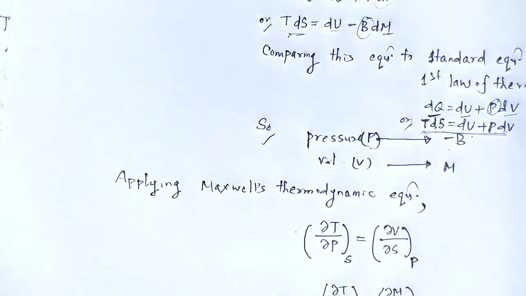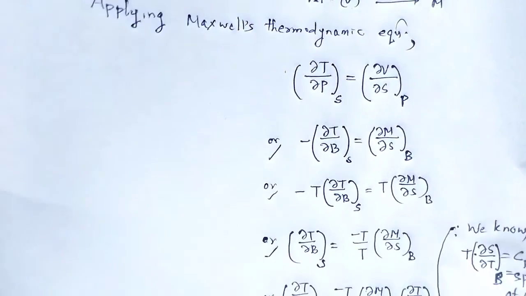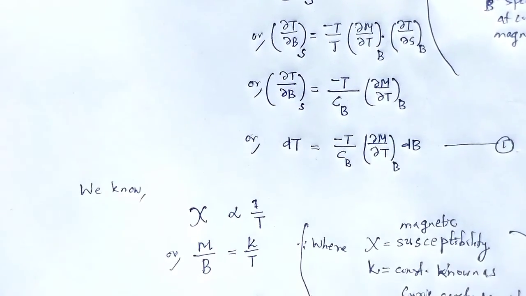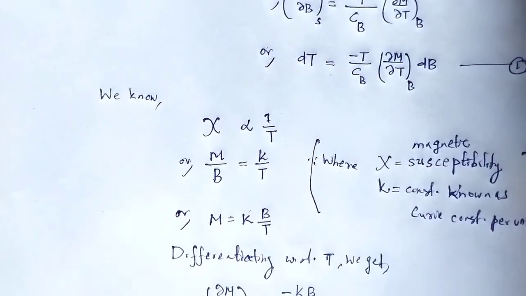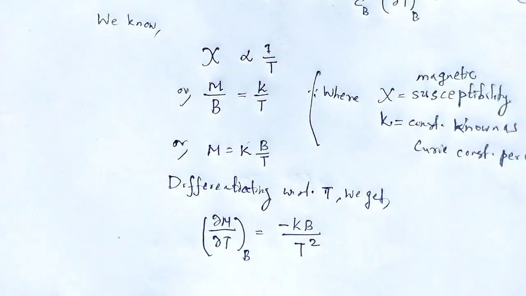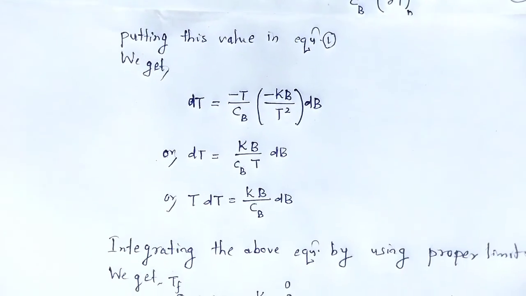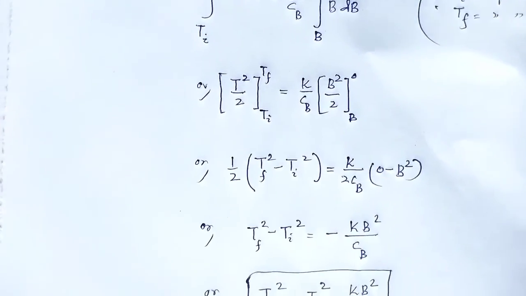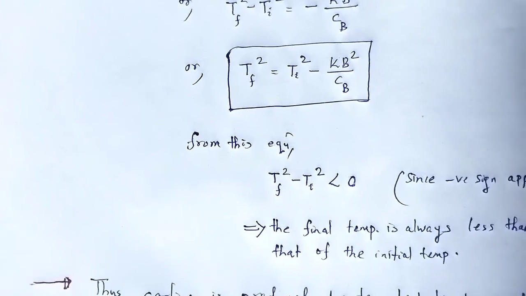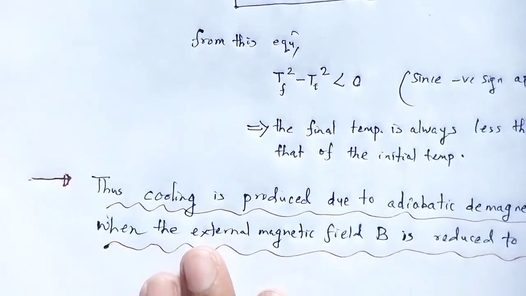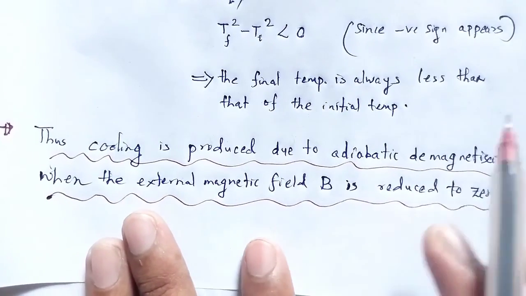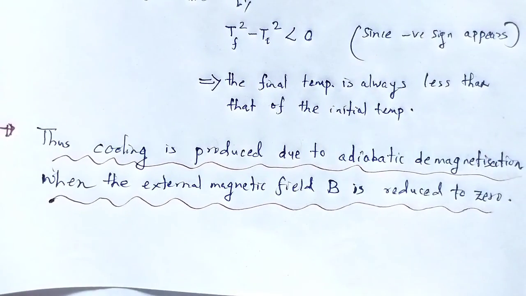Use the first law of thermodynamics and Maxwell's thermodynamic equations and the concept of magnetic susceptibility. And finally, we show that the final temperature is always less than the initial temperature, and we conclude the cooling is produced due to adiabatic demagnetization when the external magnetic field B is reduced to 0.